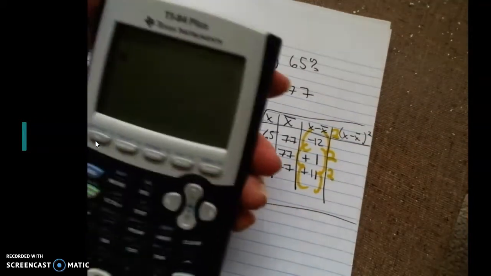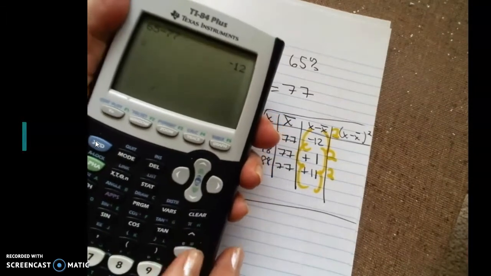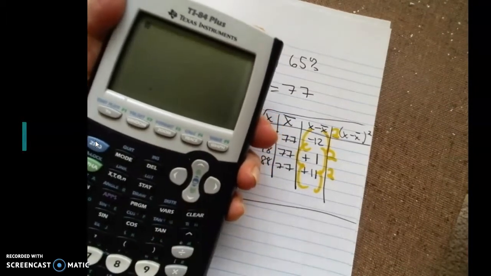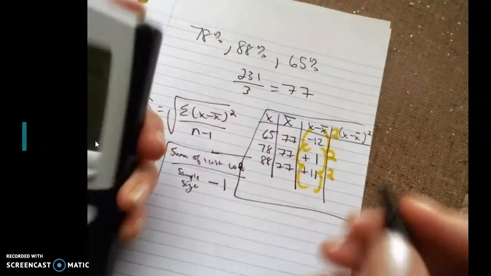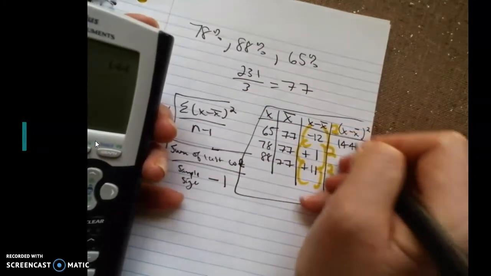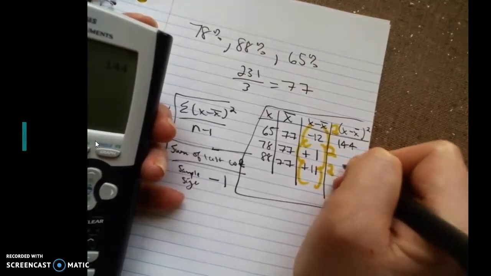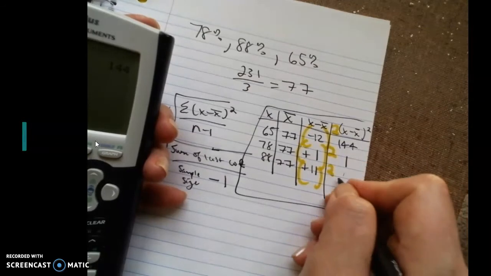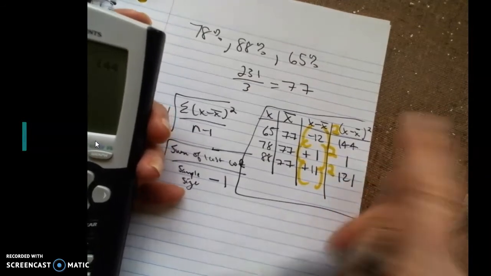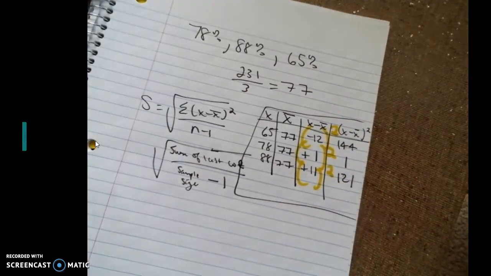On a calculator, you could just leave the negative off, because a negative squared is positive anyway. If you get positive or 0, you're good. If you get a negative number over here, not good. This is 1, and then 11 squared is 121. Okay, all positives or zeros, no negatives.